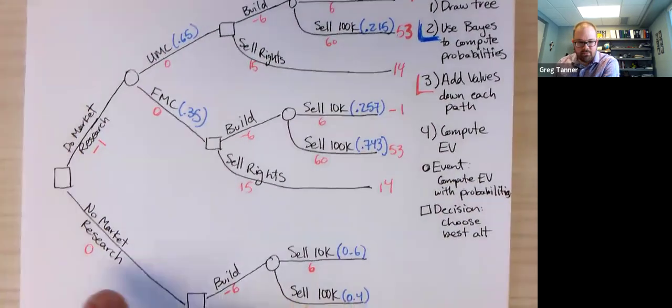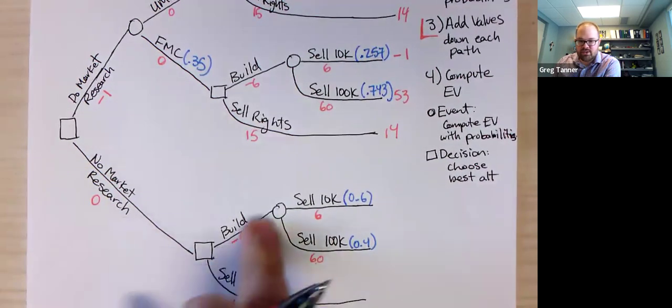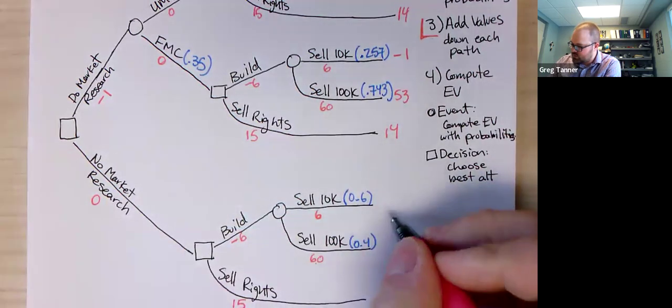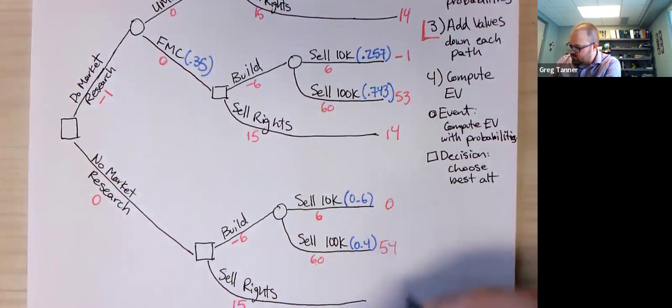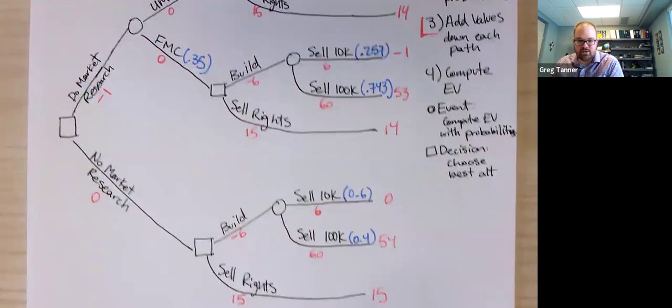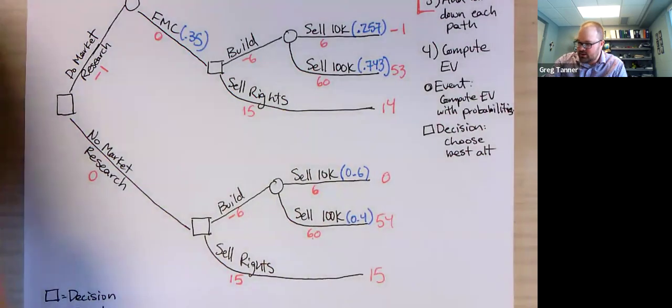Now let's go down the bottom overall branch. We don't pay for any market research. And so this path will net us 0. This path will net us 54. And this path will net us 15. And those were all the values that we used in our original problem. Okay, so that's step 3.